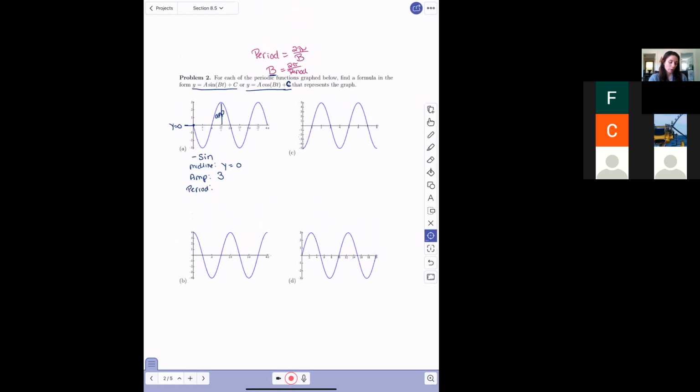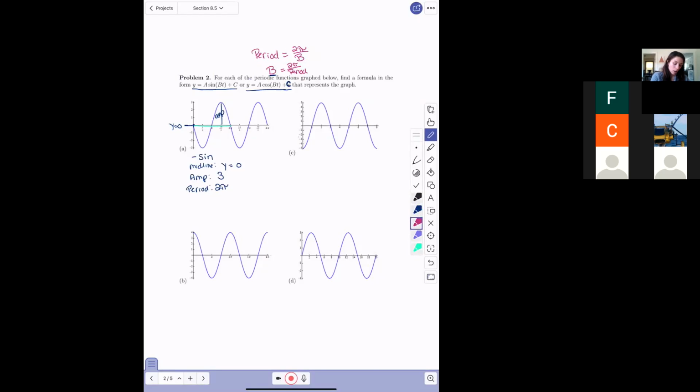To find the period, we just have to look at the graph. We don't have to use that quite yet. Is the period 2 pi? Yes, the period is 2 pi. It's the distance it takes to complete one full cycle.